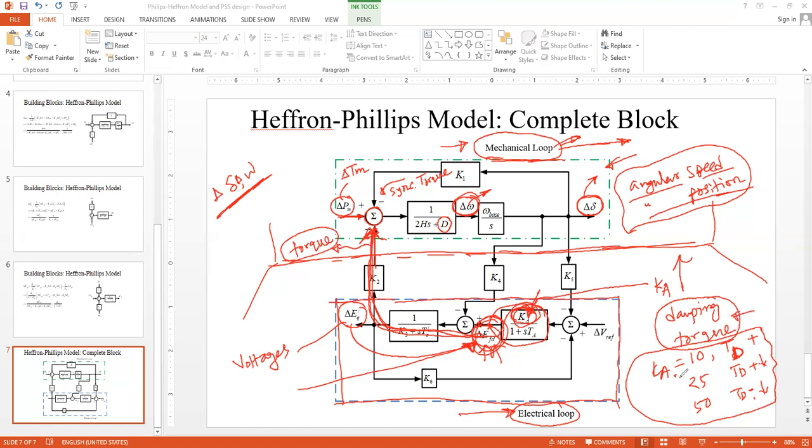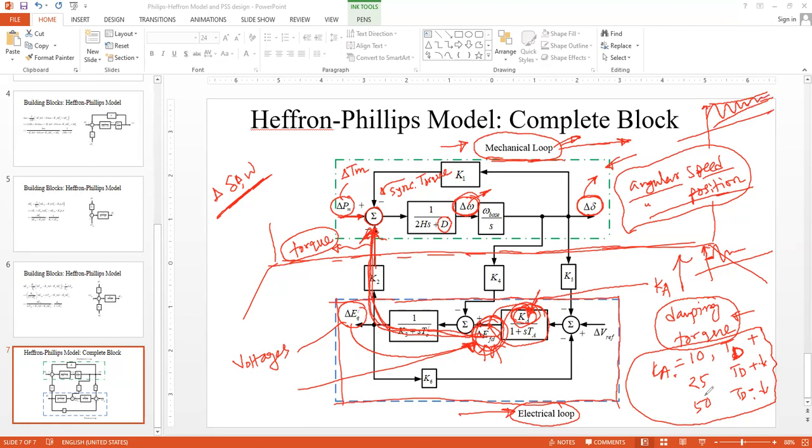Okay, so previously we started with Ka at 10, and your system response was stable. When Ka became 25, it was still stable, but the decay was pretty slow. We saw that even after 30 seconds, there was oscillation, but it was decaying at a slow rate.